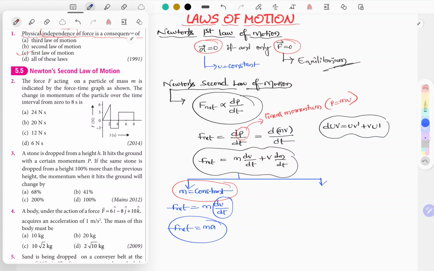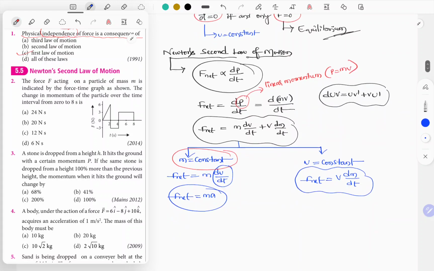Next, if velocity is constant and mass is variable, then F net is equal to, the first term is going to become 0. dv by dt is going to be 0 because velocity is constant. The remaining term is v into dm by dt, the rate of change of mass. It is called the rate of change of mass.